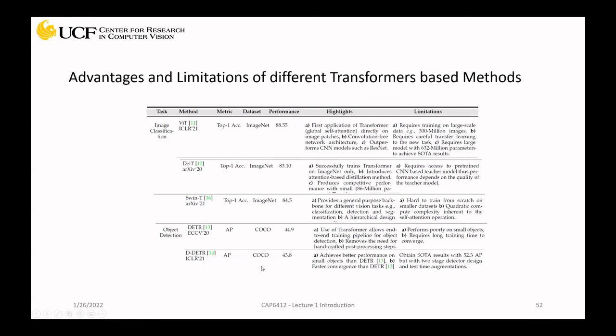Then there's deformable DETR. So it achieves better performance on small objects and gets a good average precision.